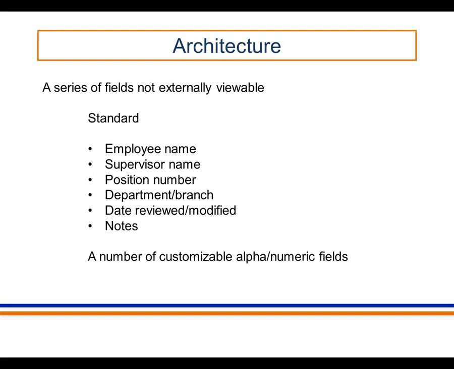And some that we thought would be standard would be the employee's name, perhaps the supervisor's name, the position number, some sort of department or branch level identifier, either automatically or hand-entered dates, including the date it was reviewed or modified, and then a field where we could enter notes as necessary.